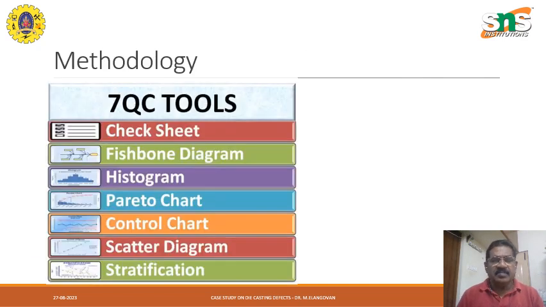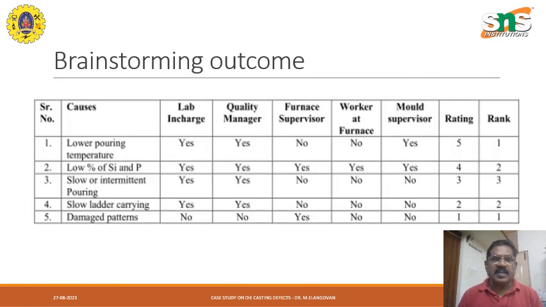Now, the methodology that is going to be used is the 7 QC tools, which are the check sheet, the fishbone diagram or Ishikawa diagram, the histogram chart, the Pareto analysis, the control chart, the scatter diagram, and stratification. These are all the different tools used for trying to eliminate defects, pinpoint where the problem occurs, and bring down the rejection rate.